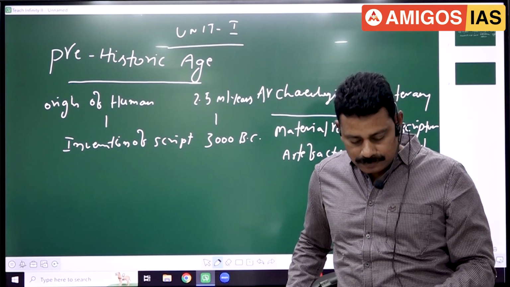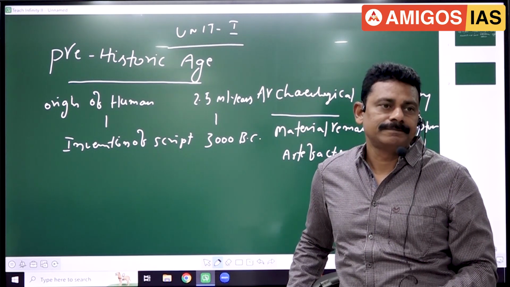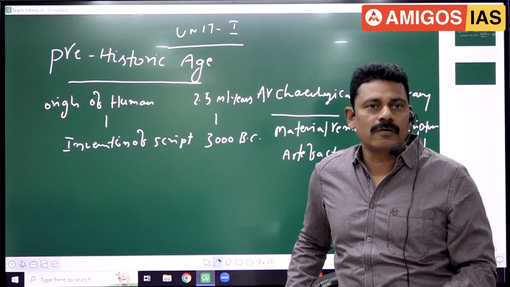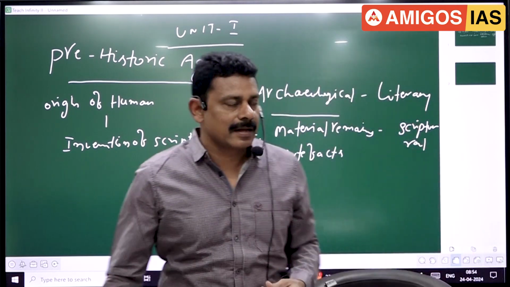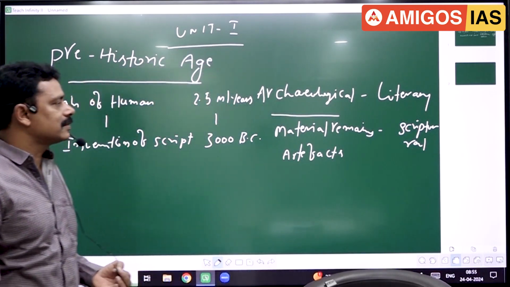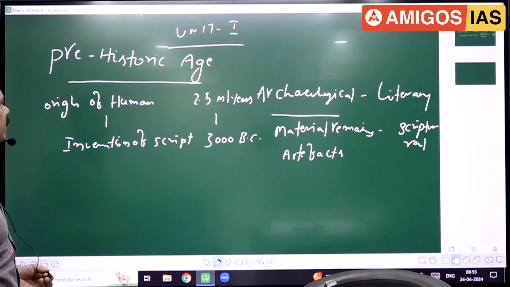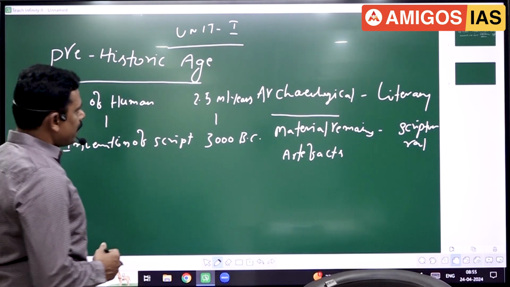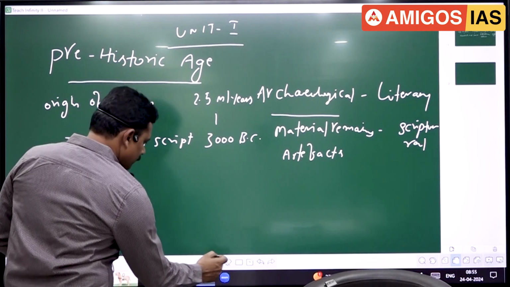Due to the lack of literary sources, we need to depend on the archaeological sources. By studying the archaeological sources, we need to try to understand the lifestyle of human beings in the prehistoric age. So it's the general division of history into two major parts. So let's see about this prehistoric age.